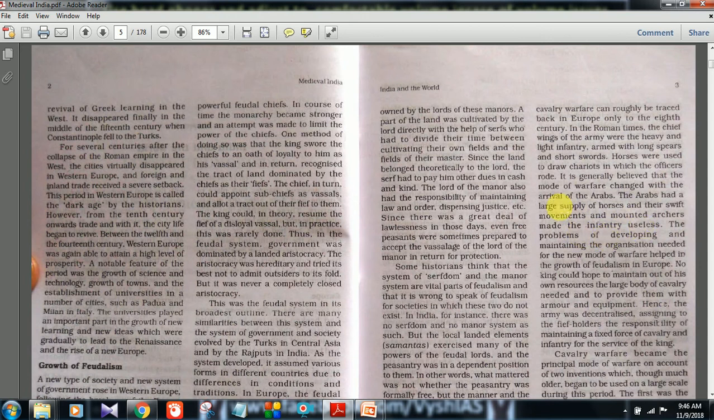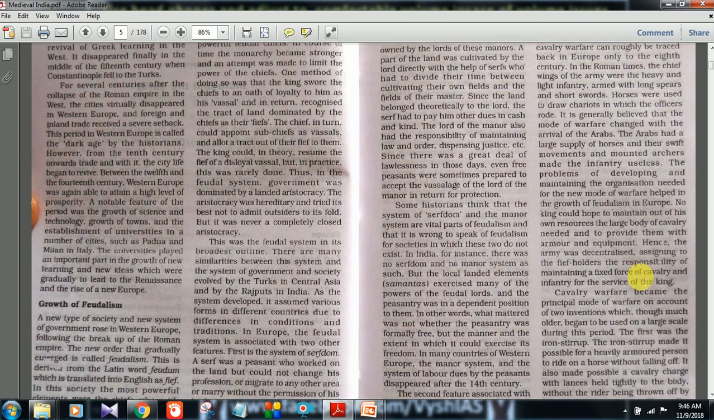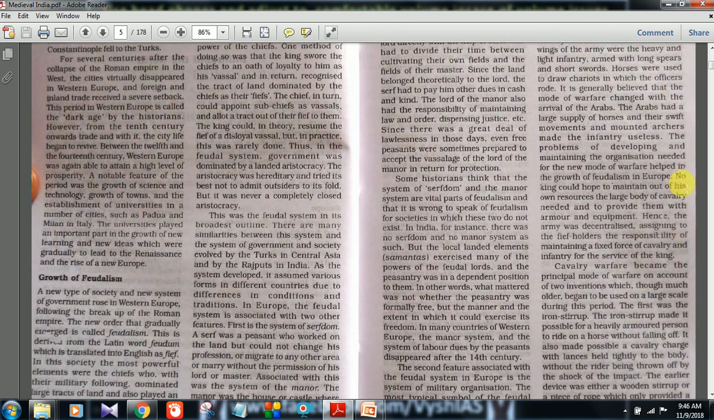Okay, so first it was cavalry system, then horses system came, Arabs also came, so things started changing. Okay, the problems of developing and maintaining the organization needed for the new mode of warfare helped in the growth of feudalism in Europe. Again, telling the same thing. Okay, feudalism grew. No king could hope to maintain out of his own resources the large body of cavalry needed and to provide them with armor and equipment.